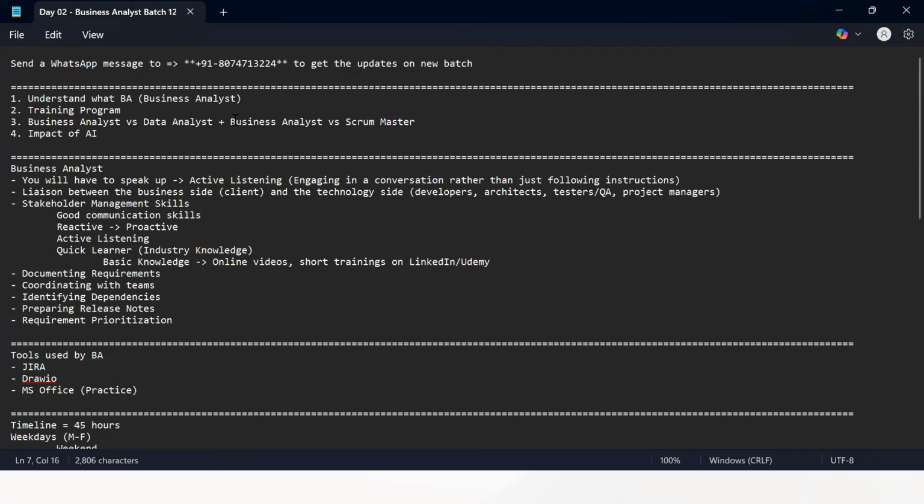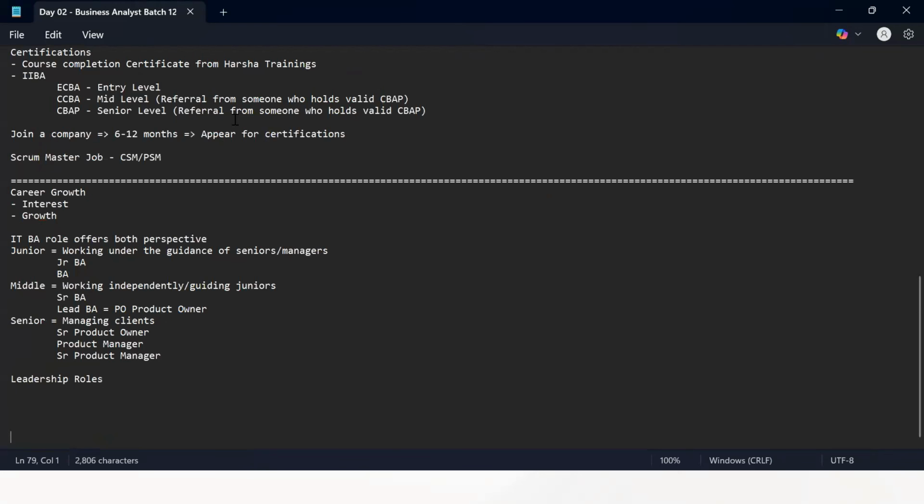And then again, like I said, we'll be open for any questions that you guys might have. You can ask questions related to training programs. You can ask questions with respect to any apprehensions that you might have for a BA. If you want to ask any question related to your personal experience, you can even ask that as well. We'll be happy to answer any of your questions.